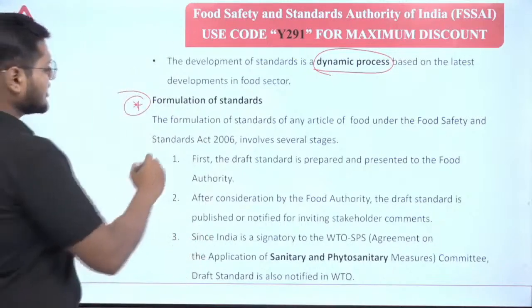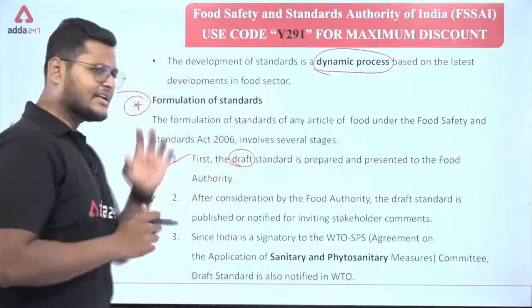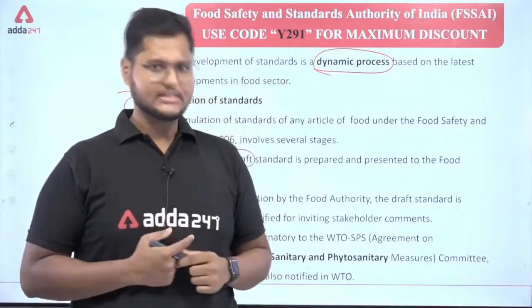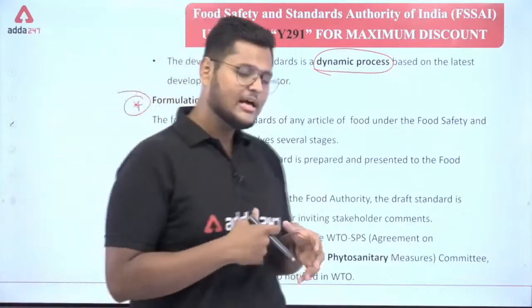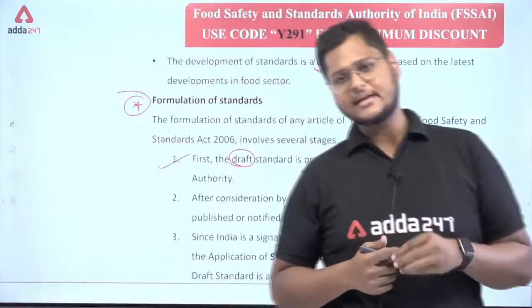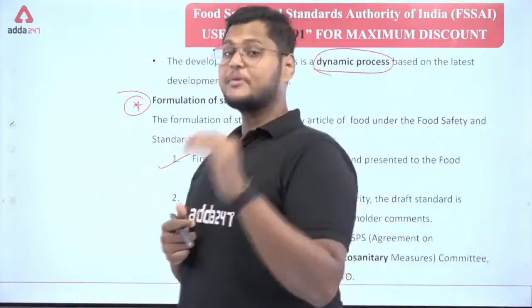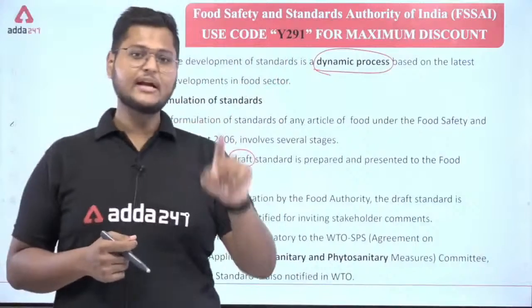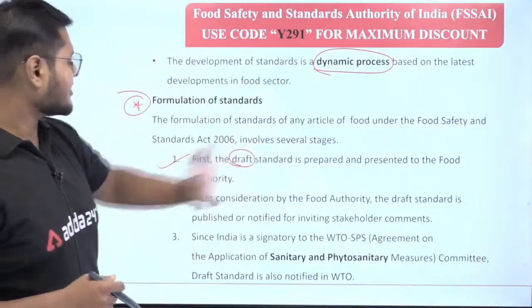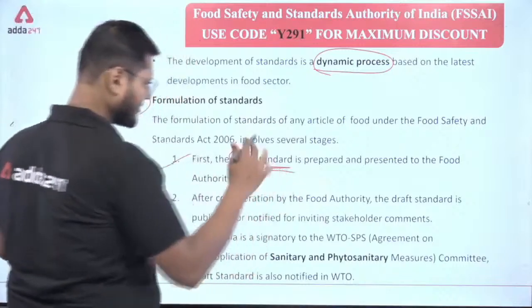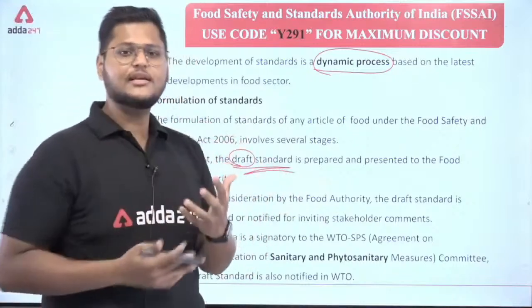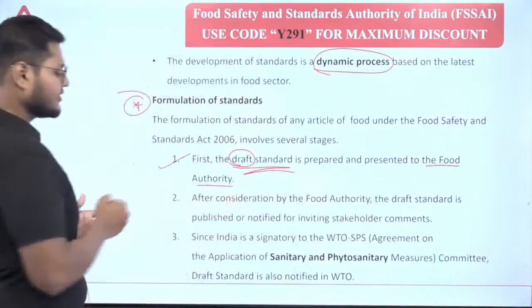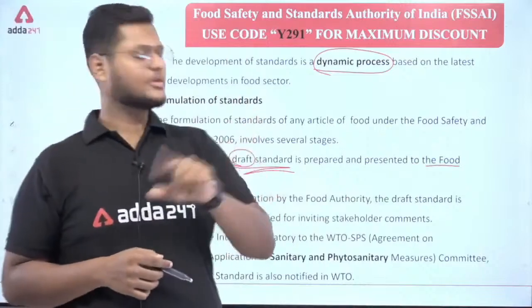So the first one is the draft. Whenever you are sending a mail, you will observe that if you are going to send a mail to someone and you don't send it, then it is automatically saved to the draft, okay. That means you have prepared a mail but you didn't give it the final touch and send it. Similarly, the standard is prepared but it's not sent or notified. When it is prepared, it is known as the draft standard. First the draft standard or the plan is prepared, or an outlook is presented about a particular standard, and it is presented to the food authority. You have to remember this.